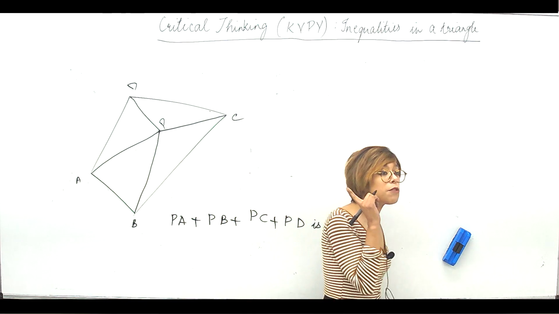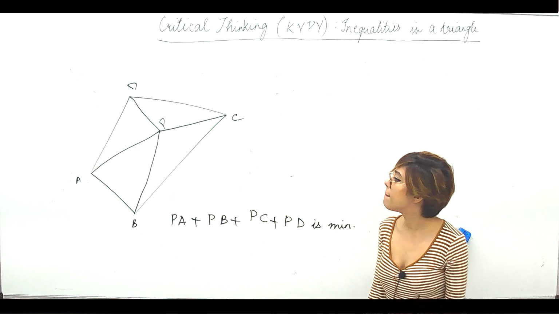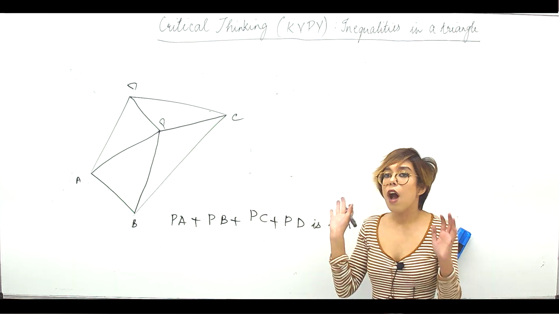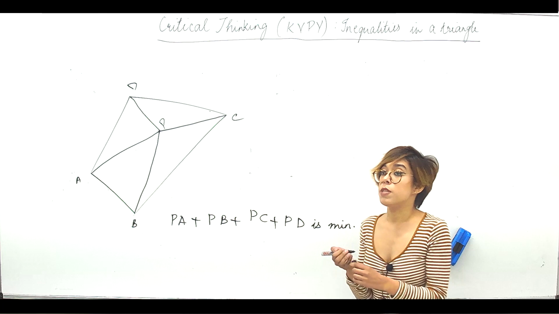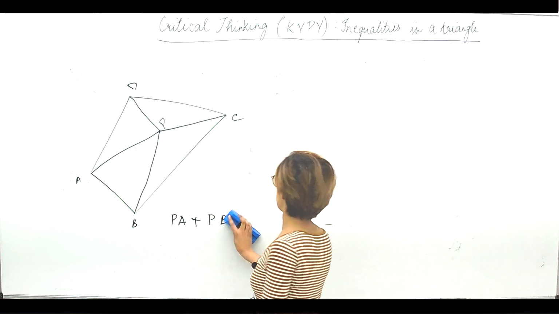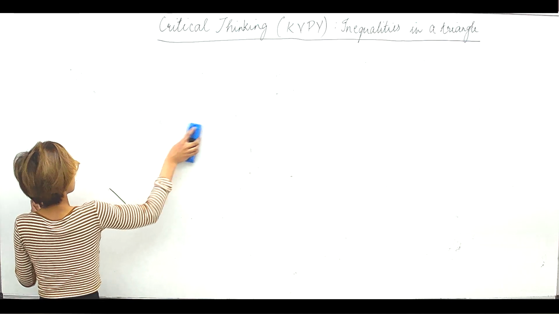I need to find such a point such that the sum of these distances is minimum. Okay, now I understand what he is asking me. Now I'll proceed. Let me draw the diagram again, because I finally understood the question.